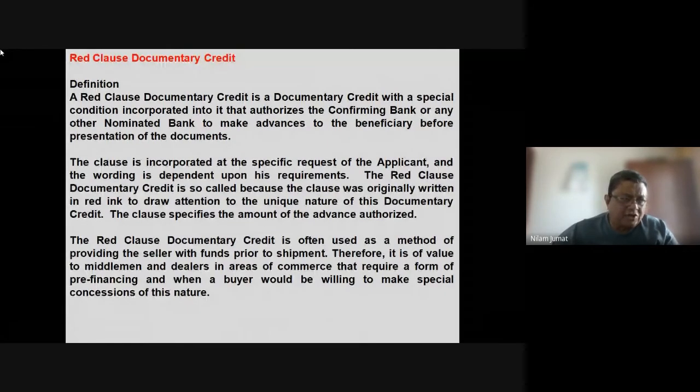That's right. So basically, what is a red clause LC? The exporter gets an advance prior to doing the shipment to facilitate packing and other related costs in sending the consignment of goods under the LC. That is what it means. It's as simple as that. Right? So I have finished the red clause letter of credit.